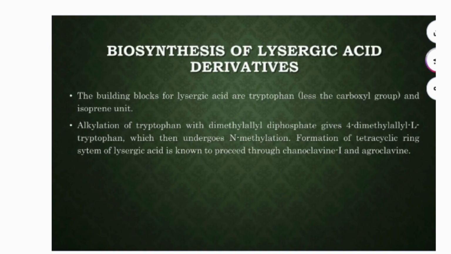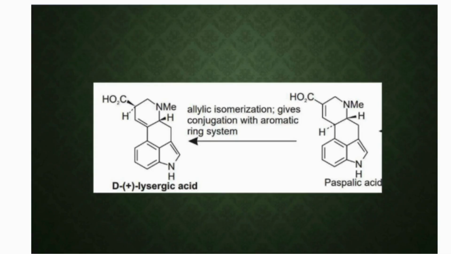Biosynthesis of lysergic acid derivatives. The building blocks for lysergic acid are tryptophan less the carboxylic group and an isoprene unit. Alkylation of tryptophan with dimethylallyl diphosphate gives 4-dimethylallyltryptophan, which then undergoes N-methylation. Formation of the tetracyclic ring system of lysergic acid is known to proceed through chanoclavine-I and agroclavine. So this is a general example of the lysergic acid derivatives.